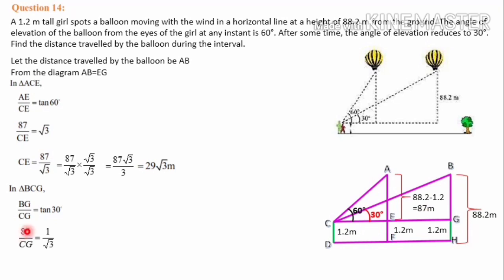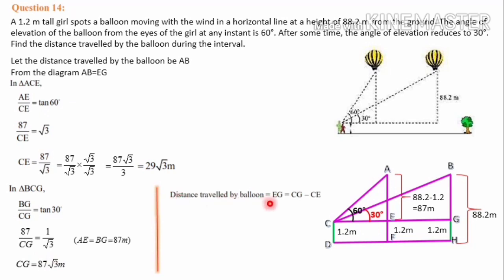We substituted here 87 by CG, which is unknown for us, is equal to 1 by root 3, that is the value of tan 30. Here AE and BG are equal, they are 87 meters. Therefore CG is equal to 87 into root 3, that is 87 root 3 meters.